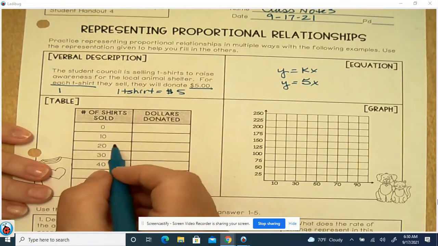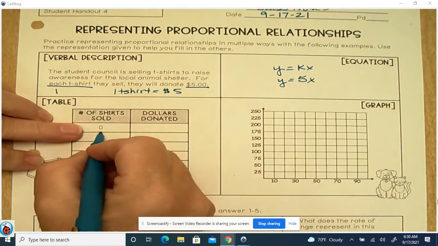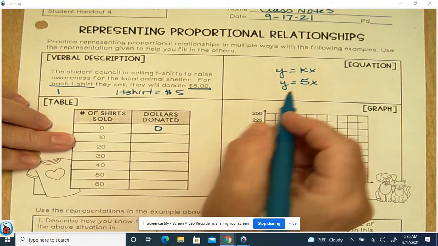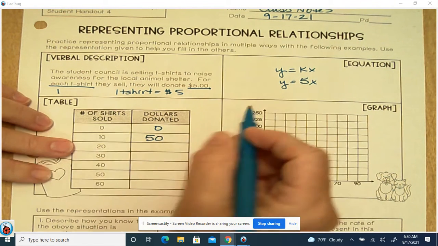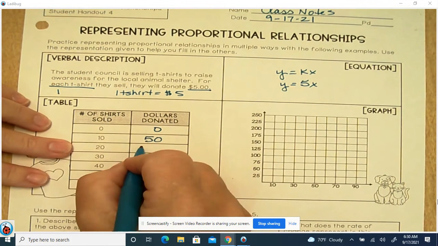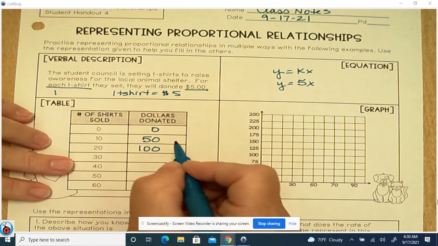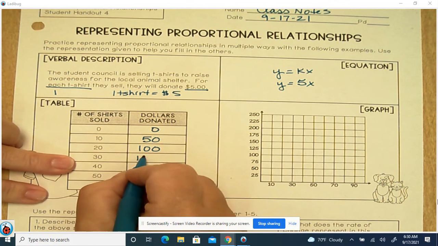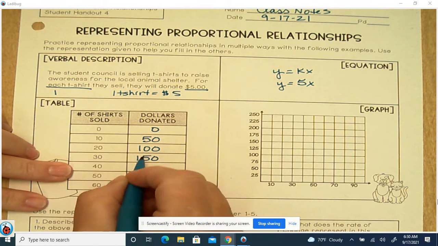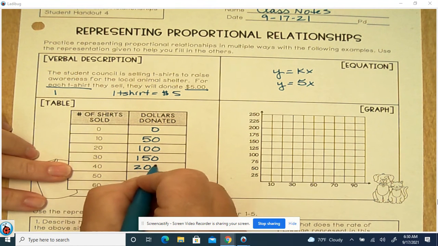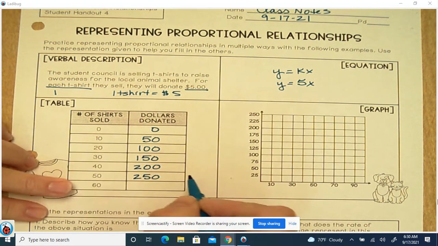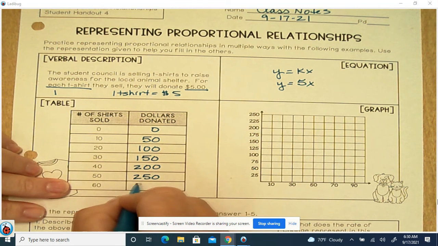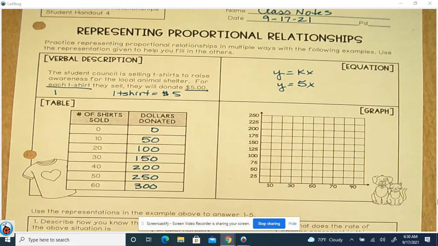And if we bring that down here to the table, 5 times 0 is 0. 5 times 10 is 50. 5 times 20 is 100. 5 times 30 is 150. 5 times 40 is 200. 5 times 50 is 250. And 5 times 60 is 300.